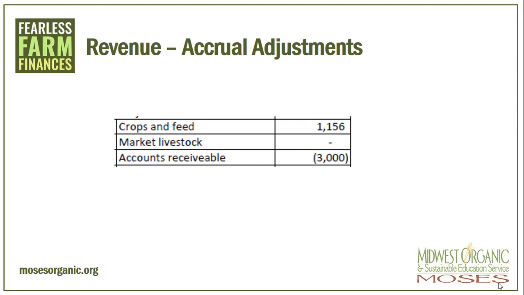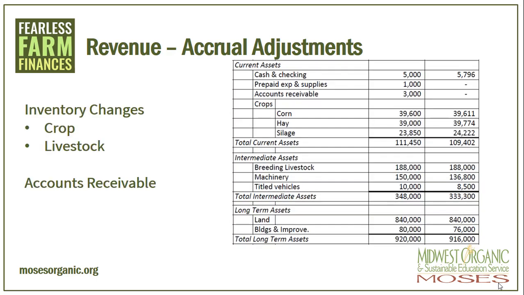So for instance, in this farm we had a crop and a feed inventory difference of $1,156 more at the end of the year than the beginning of the year. Now, accounts receivable can be a little different. Accounts receivable, if you remember, we had a difference in accounts receivable.